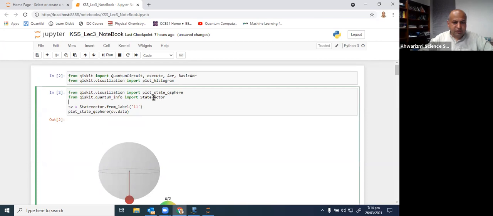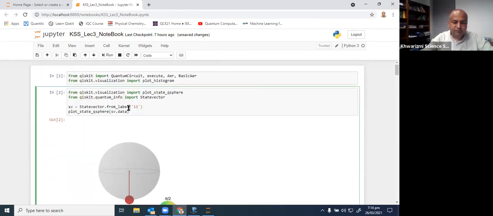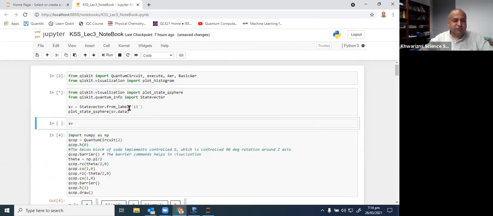Now in the next part, I'm importing plot_state_qsphere, and I'm also importing Statevector, which will be used to represent state vectors. They have provided this facility, so I can construct state vectors just from labels. From '11', it can construct a state vector SV corresponding to this. If you want to see what this SV is, let's first execute this one. Okay, so this is state 11.